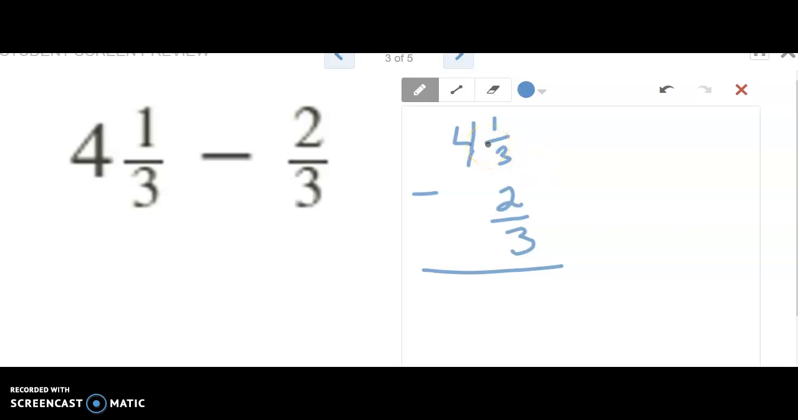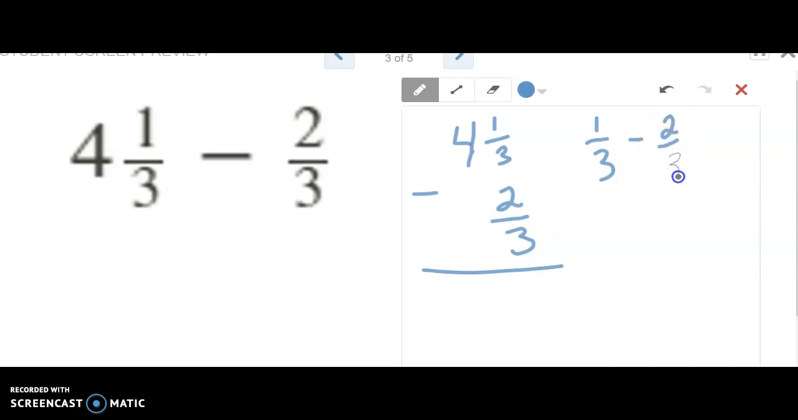add and subtract our whole parts together and our fraction parts together. And I like to start out with the fraction parts. That's my favorite part. It just helps me so that if I need to make some adjustments with my whole numbers, I can do that still. So let's see here. So I've got 1/3 take away 2/3.